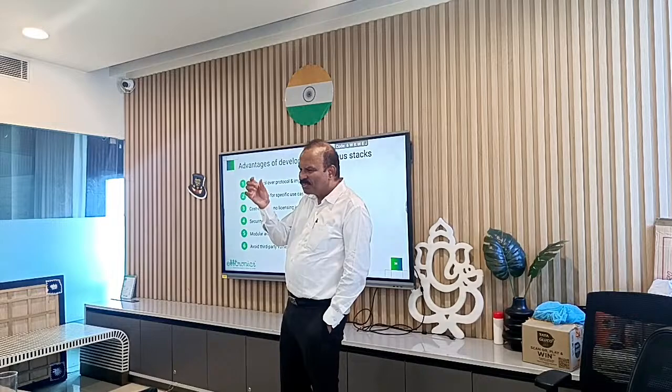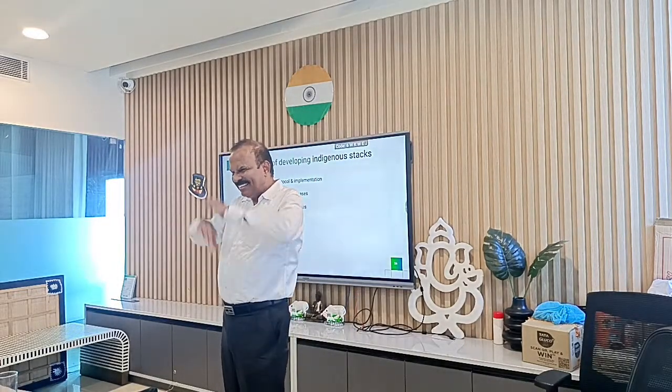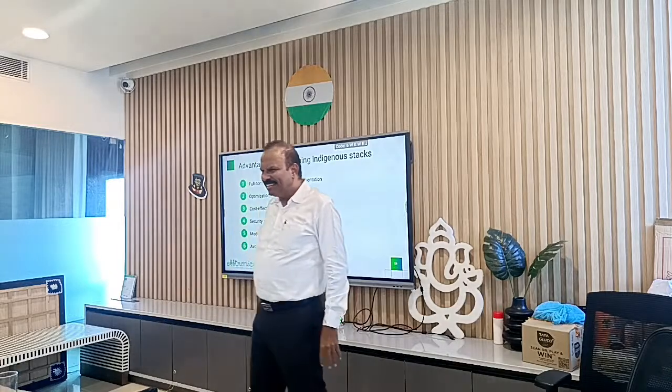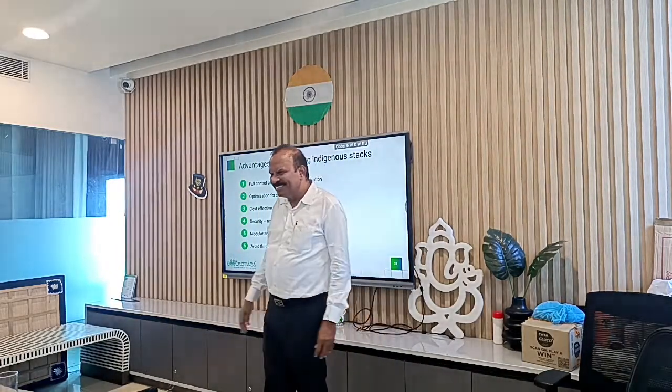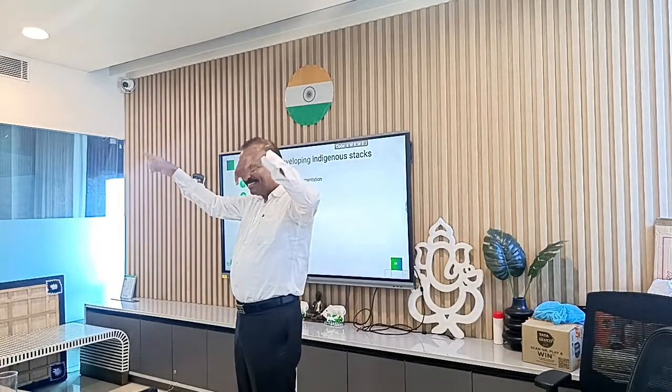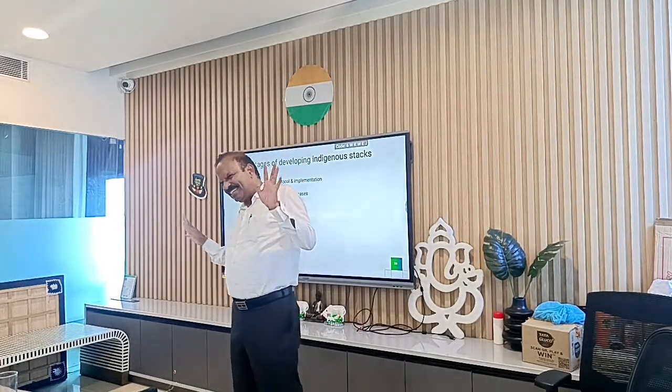In the stack also, only the things we want we will put in, and all the bulky things we remove. Avoid third party vulnerabilities. Whatever mistakes they are making, we are not vulnerable to that. Whatever the things, they are under our control.